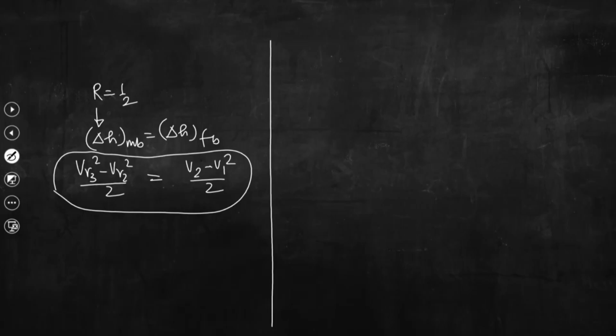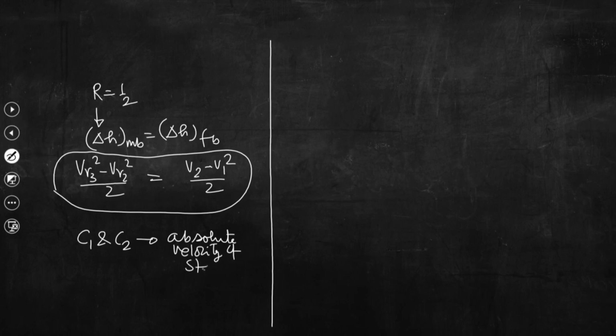But for the present analysis, we will be using the terminology C1 and C2 as the absolute velocity of steam, and W1 and W2 as the relative velocity of steam.